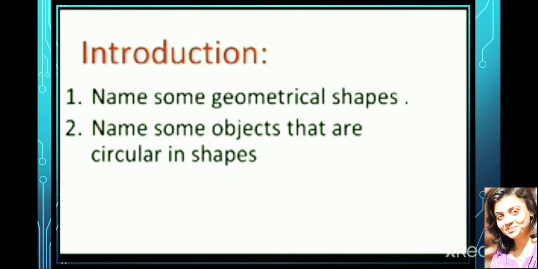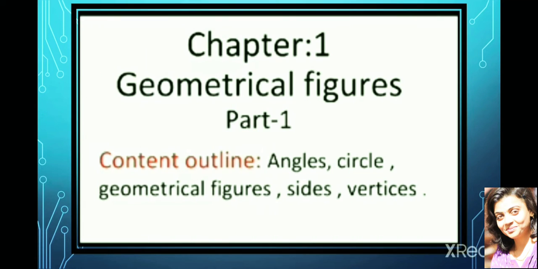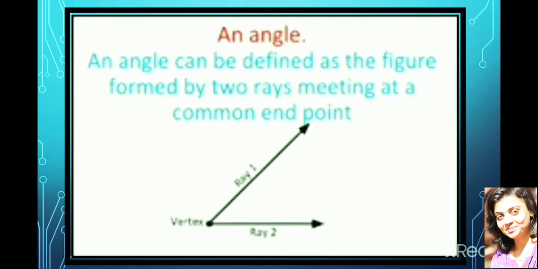Now we are going to begin our first chapter, that is geometrical figures. And what is the content outline? Angles, circle, geometrical figures, sides and vertices. We are going to start our lesson with angles. What is an angle? An angle can be defined as the figure formed by two rays meeting at a common end point.